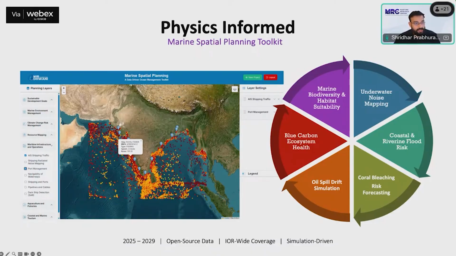As you can see on the left-hand side, there are planning layers. A stakeholder can select from the different planning layers. And on the right, these represent the 6 different initiatives, or 6 different domains, that we are covering under the MSP: the underwater noise mapping, the coastal and riverine flood risk analysis, oil spill drift simulation, marine biodiversity and habitat suitability, and so on. I'll explain in depth what each of these means.